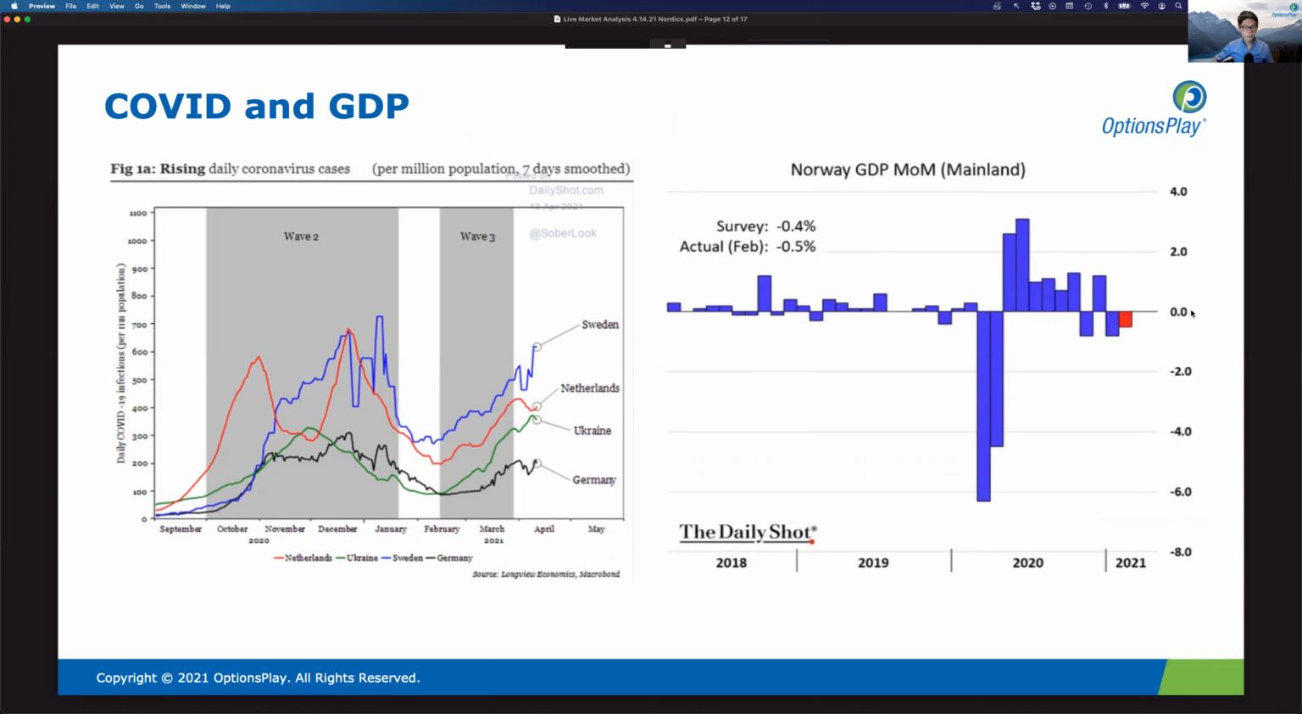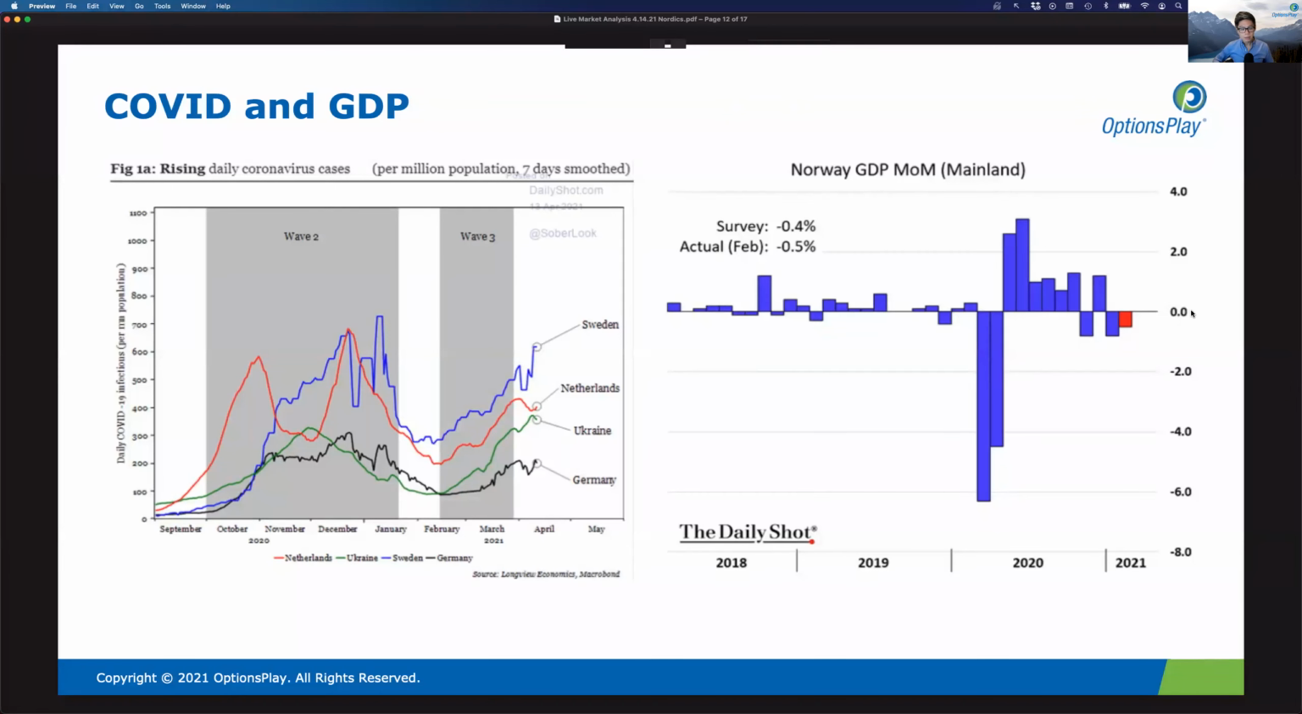So, when we look at the economic indicators here, out of the Nordics, the numbers have not been particularly strong. They've actually been starting to weaken a little, which is in line with what we're seeing out of Europe. Europe has continued to struggle with coronavirus, and that has had an impact here on the economic recovery.